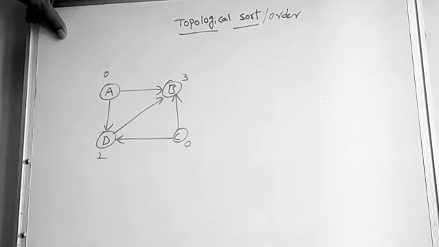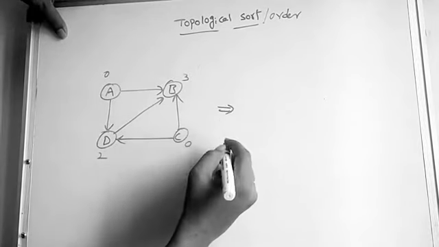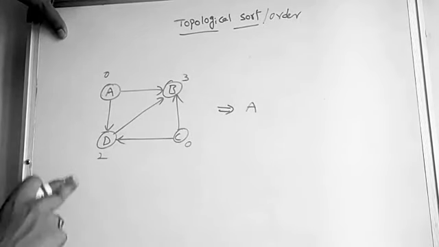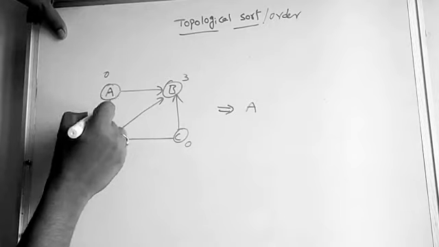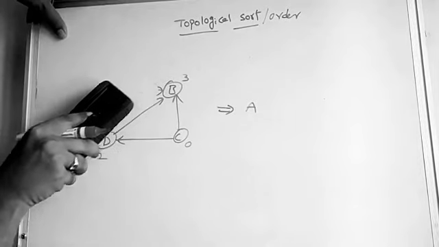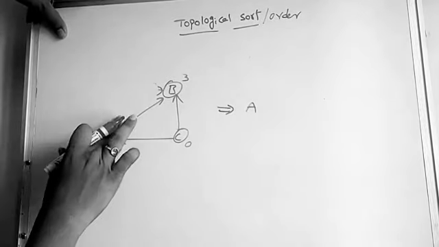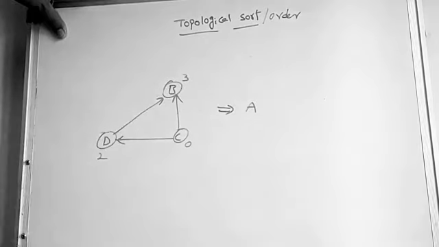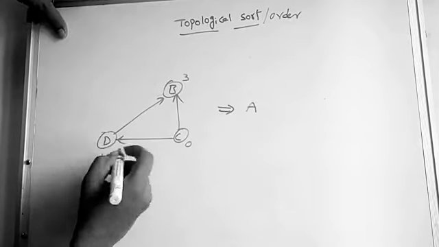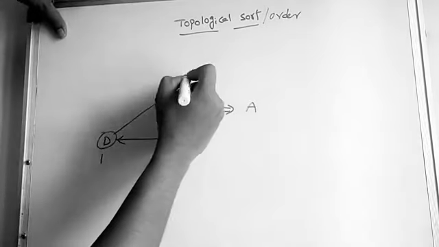At each step we can delete only one vertex which has in-degree 0. So from this figure I delete vertex A, and the connected edges are also removed from the graph. After deleting the edges and the vertex, the graph becomes like this. Next step, again find the in-degree of the remaining nodes. What is the in-degree of D? The in-degree is now only 1. The in-degree of B is now reduced to 2.